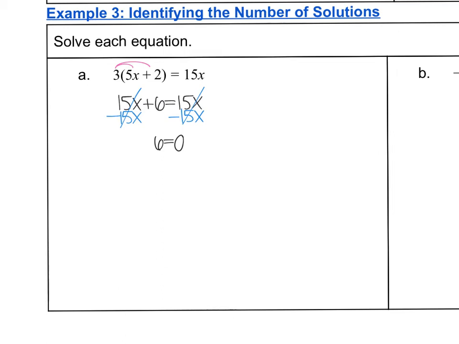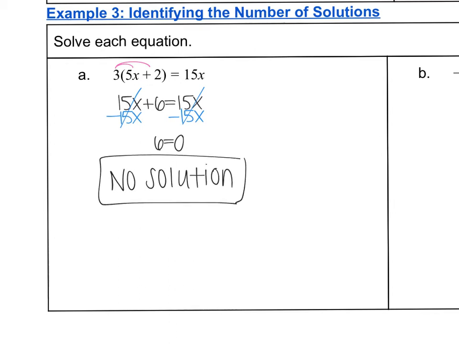Now I have to make a decision. First I'm going to ask myself, does 6 equal 0? No, 6 equals 6. So 6 does not equal 0. So my answer when all my variables cancel and it's not true is no solution. There's no x that you can put in this problem that will work. There's no solution.